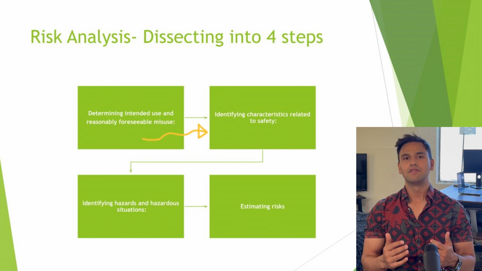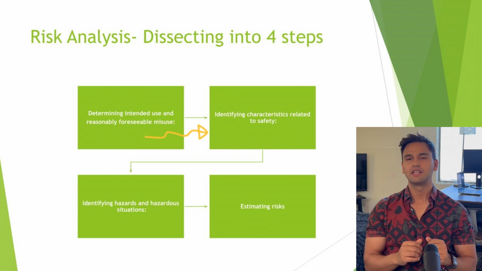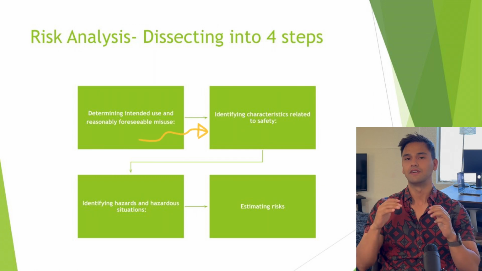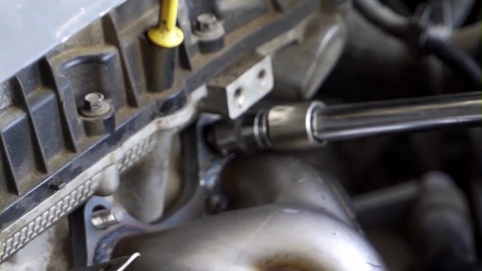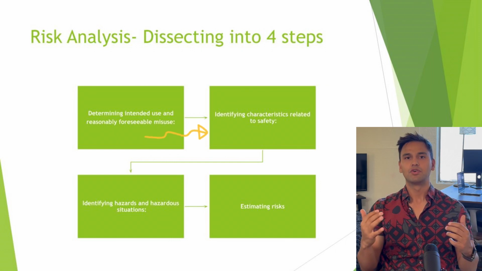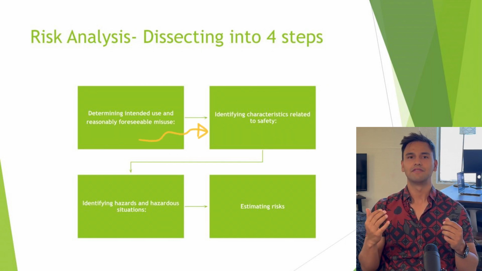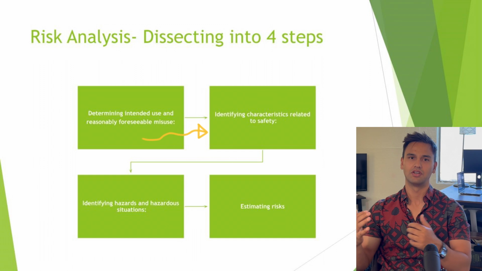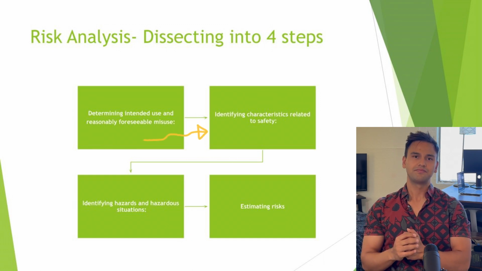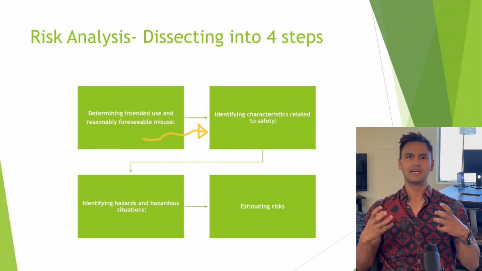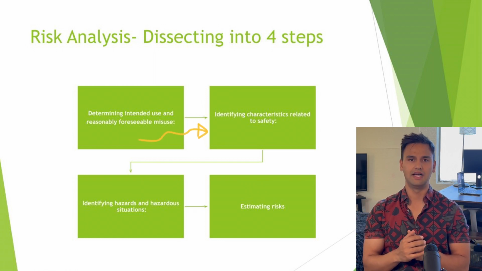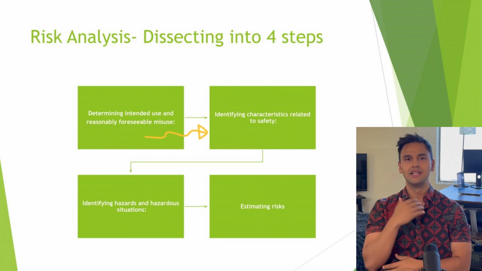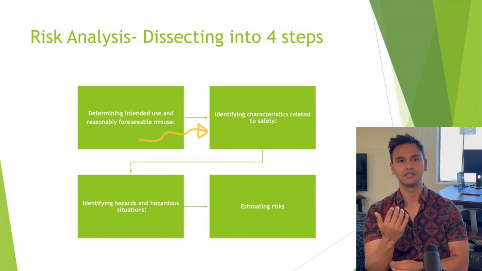And the second one is identifying characteristics related to safety. So this involves identifying all the characteristics of the medical device that could affect its safety, such as design, material, and operating principles. This is important because it helps to identify the potential hazards that can cause harm, right? So in this one, you can get information from your clinical trials and clinical evaluation documents and so on.